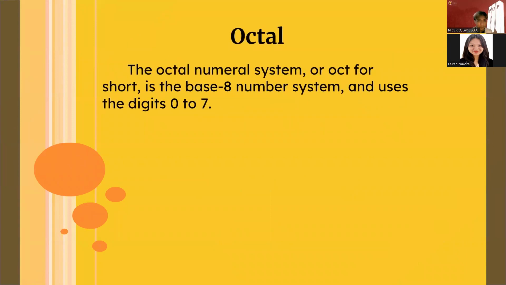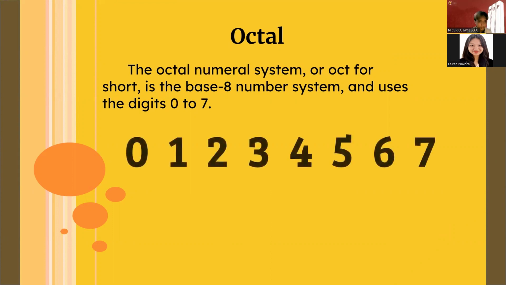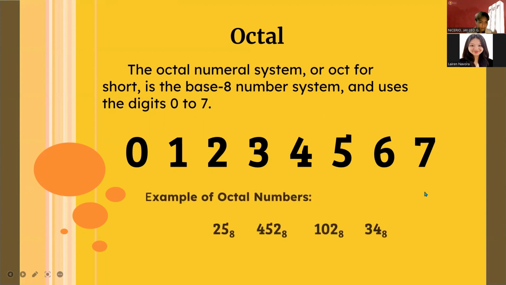The octal numeral system, or oct for short, is the base 8 number system and uses the digits 0 to 7. As you can see, if we have 0, 1, 2, 3, 4, 5, 6, and 7, it is all equal to 8. That is why it is called the base 8 number system. An example of octal numbers are 25 subscript 8, 452 subscript 8, 102 subscript 8, and 34 subscript 8.